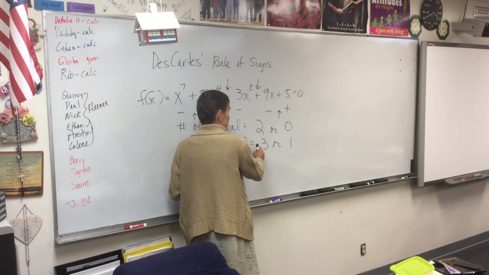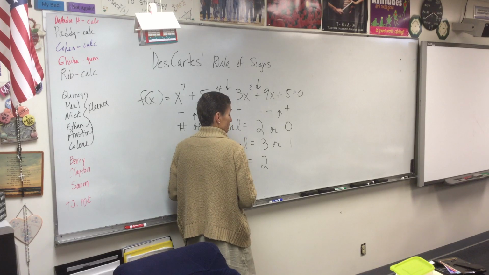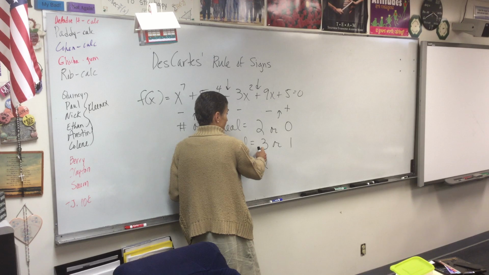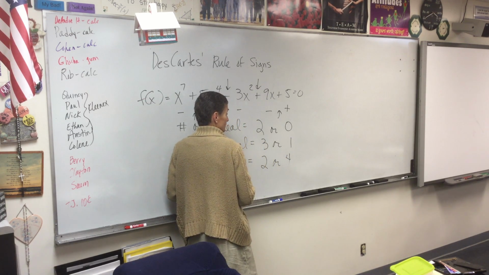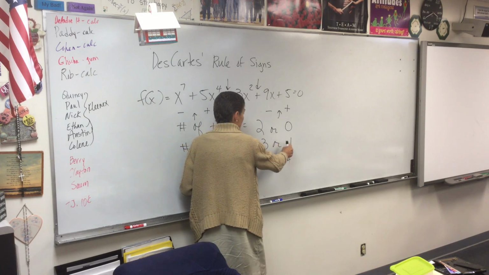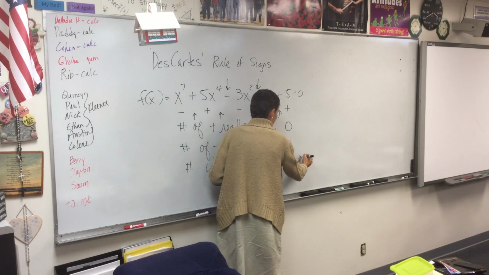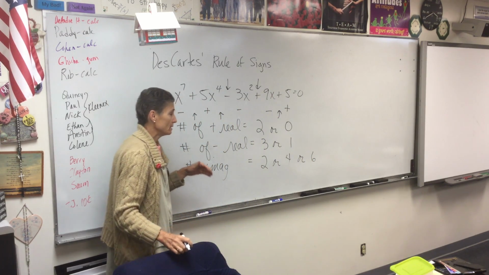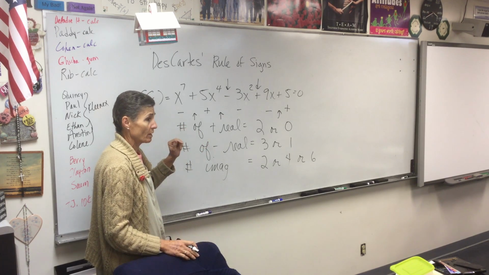We could have 2 of these and 3 of these. That would leave me with 2 imaginary. We could have none of these and 3 of these. That would leave me with 4 imaginary. I could have 2 of these and 1 of these. 4 again. And how about none and 1? 6. Now you're saying to yourself, that's an awful lot of ors, Mrs. Ford. A lot of ambiguity there. I'm not sure what's going on.